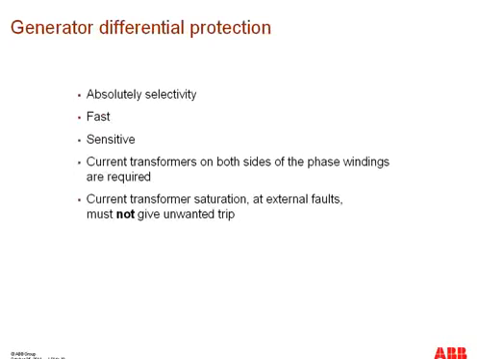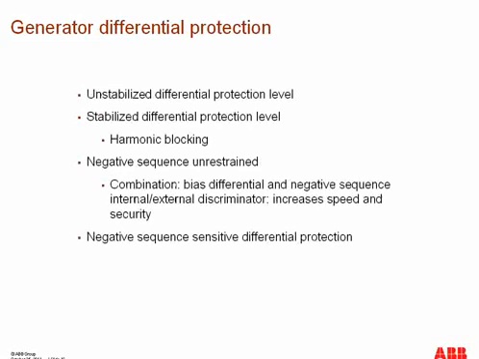Current transformers on both sides of the generator winding are normal practice, and while employing this generator differential protection, we must design the current transformer scheme in such a way as to take care of current transformer saturation in the case of through faults, so that it does not give an unwanted trip. So almost the same kind of requirements are there for generator differential protection as we have in any other differential protection scheme.